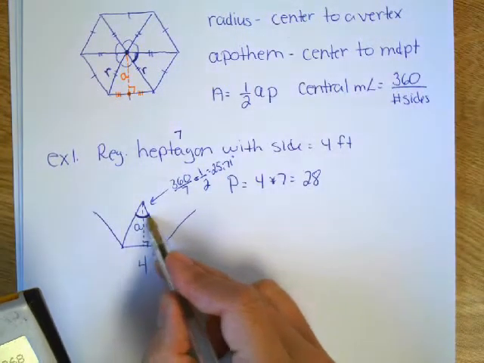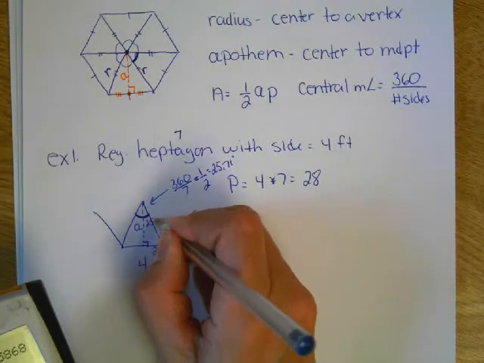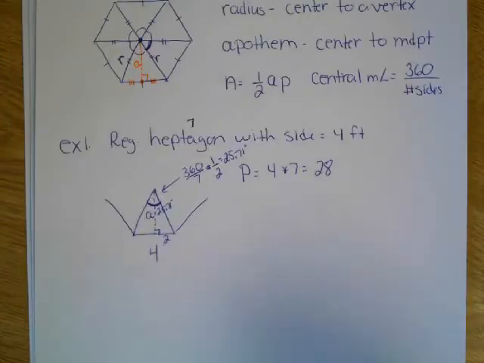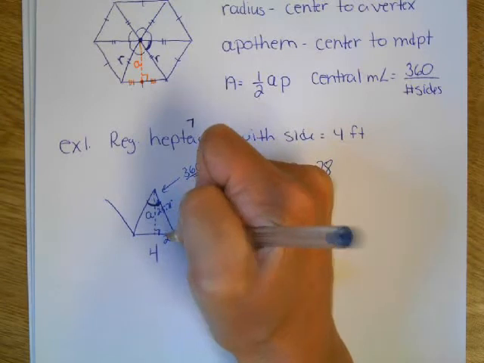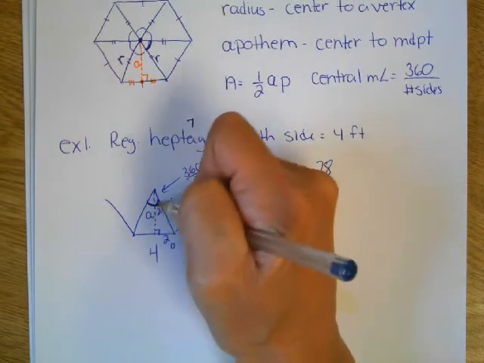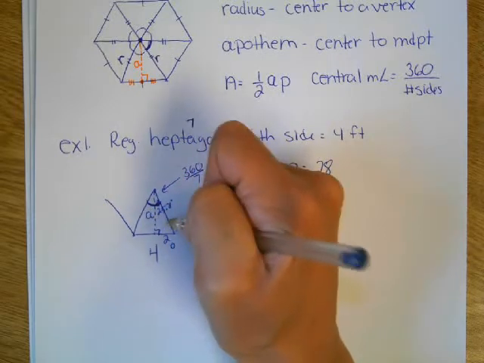So each side of this is 25.71 degrees. Alright, now take yourself back to SOHCAHTOA. We're going to stand here. That 2 is on the opposite side, and the one I'm trying to find, the apothem, is my adjacent side. Well, it works for me, A for adjacent, and then the hypotenuse is over here.